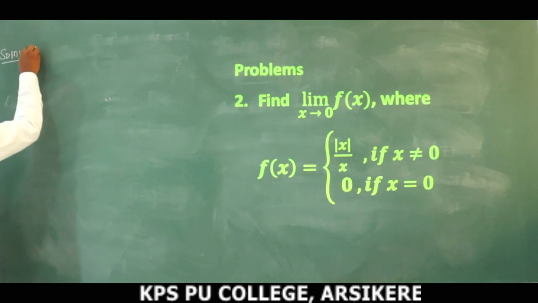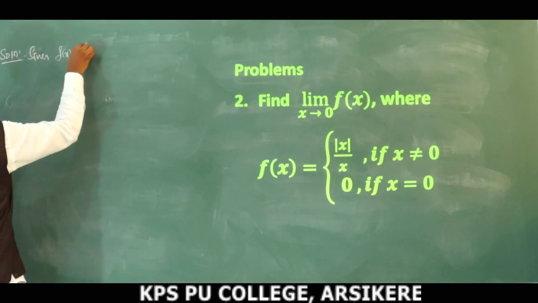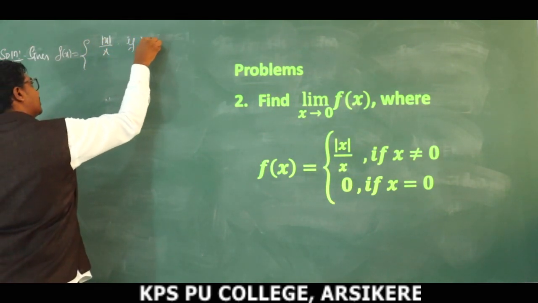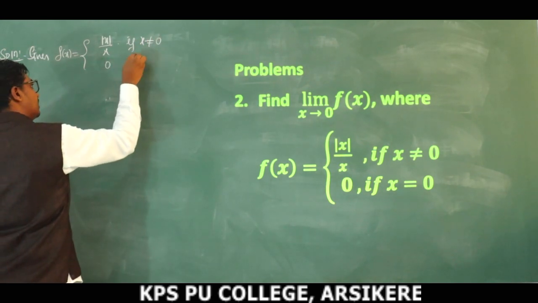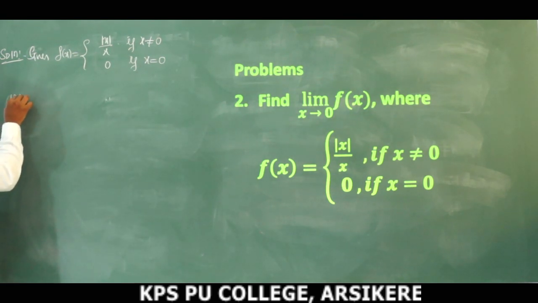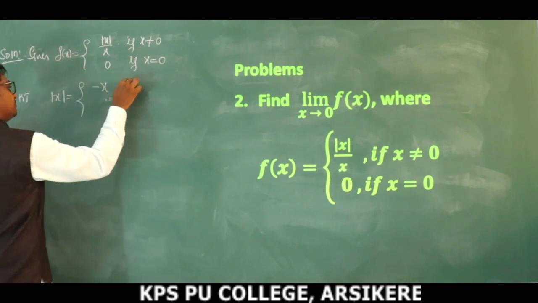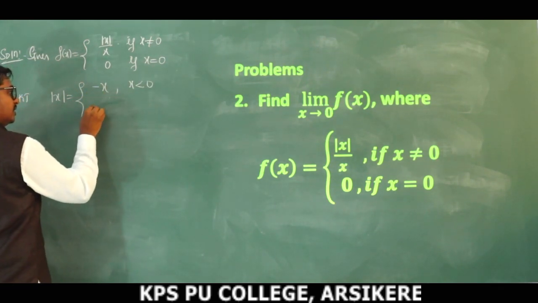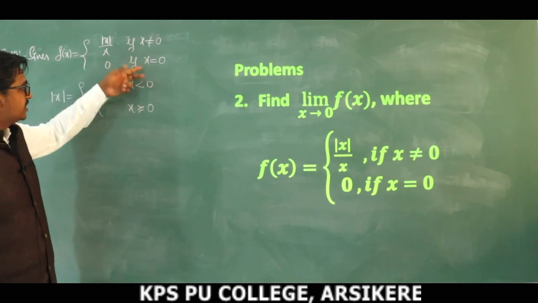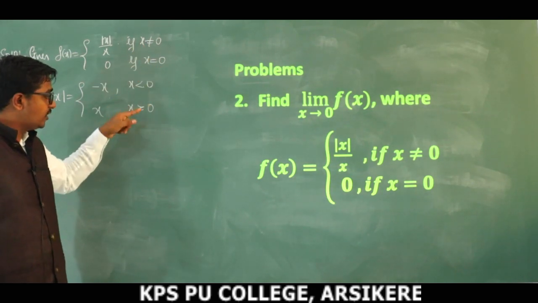Solution. Let the given function f of x be equal to mod x divided by x if x is not equal to 0, and it is 0 if x is equal to 0. This is a function. We know that mod x becomes minus x if x is less than 0, right? And it is plus x when x is greater than or equal to 0. But this is not necessary. Already we have x is equal to 0 there. So directly go with either x is less than 0 or greater than 0 for this function.